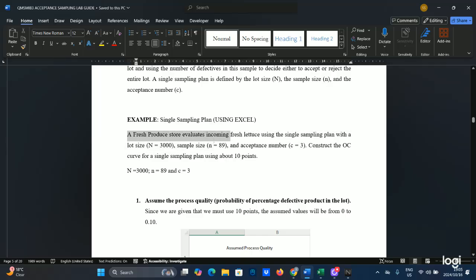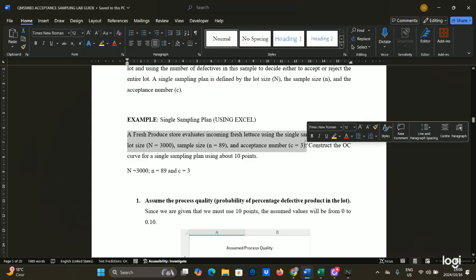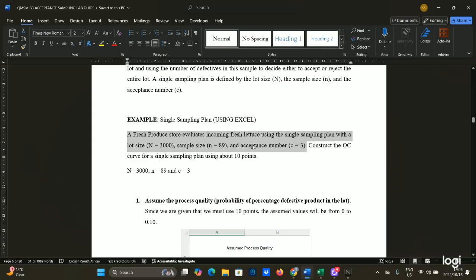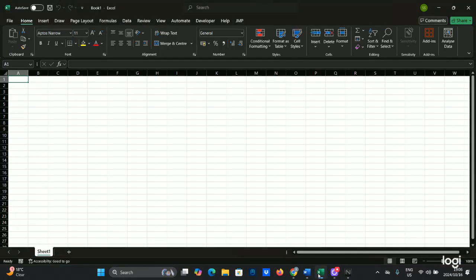a fresh produce store evaluates fresh lettuce using a single sampling plan with a lot size of 3,000, and from that plan they take a sample size of 89, and then an acceptance number of 3, which means they accept only 3 or fewer defectives. So now we're gonna open our Excel.